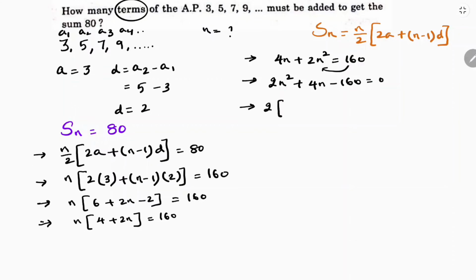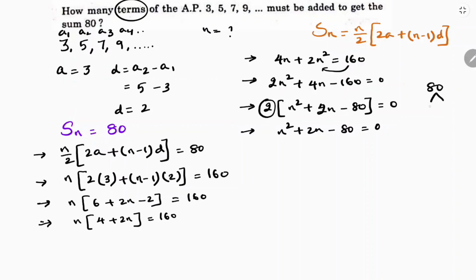If I take 2 common, n square plus 2n minus 80, since 2 times 80 is 160. Now if I take the 2 to the other side, n square plus 2n minus 80 equals 0. So 80 factors as 8 into 10. I want 2.